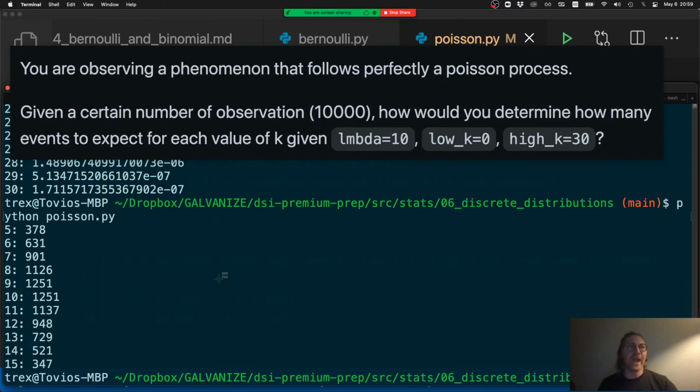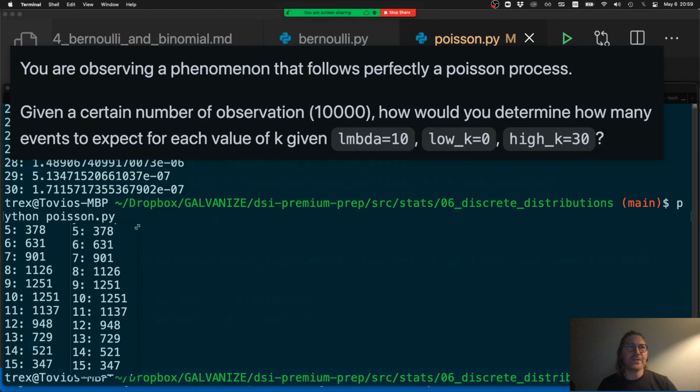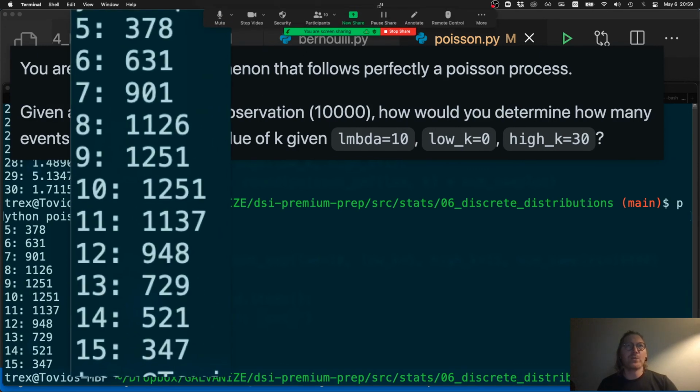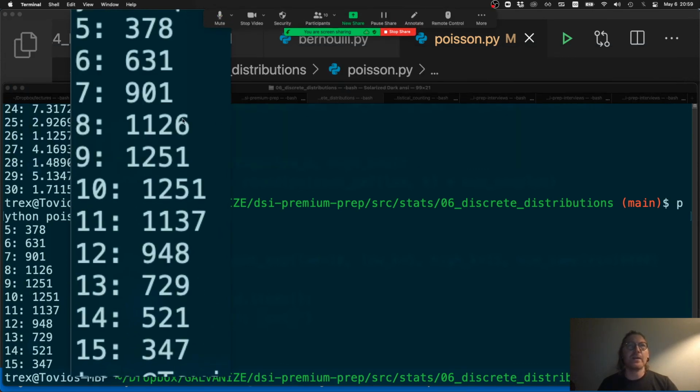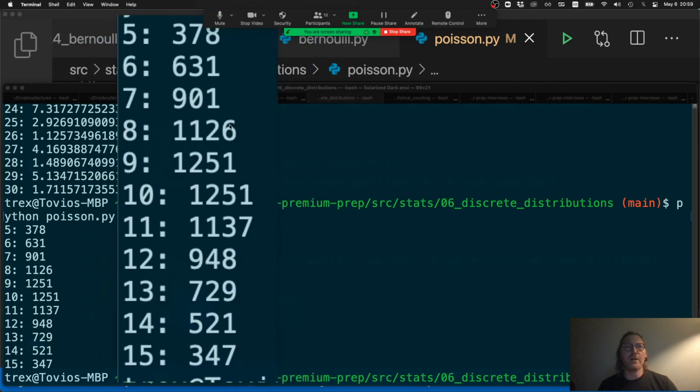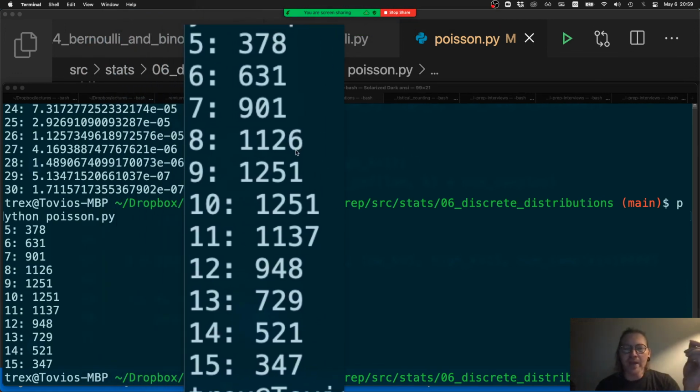notice we are getting counts out the other side of it. I think that's good to see. This is what we would expect to see if we sample 10,000 items, we have a lambda of 10, and we can see our expected counts in 10,000 observations through this directly. All right, so let's call it there.